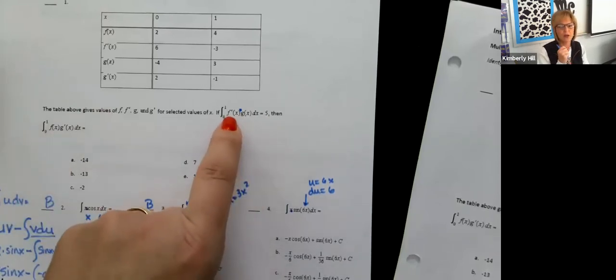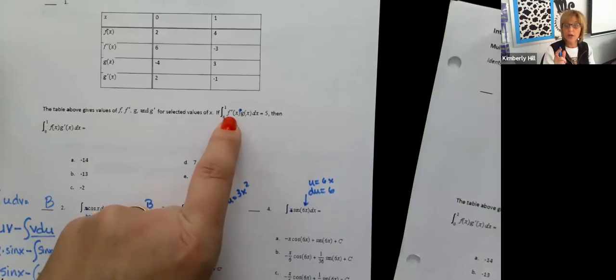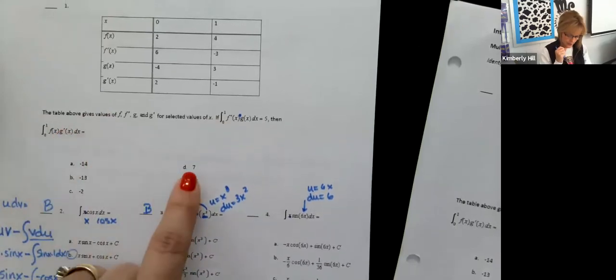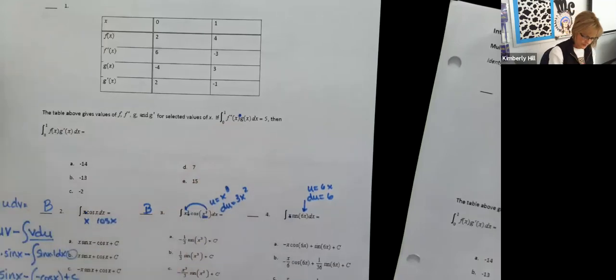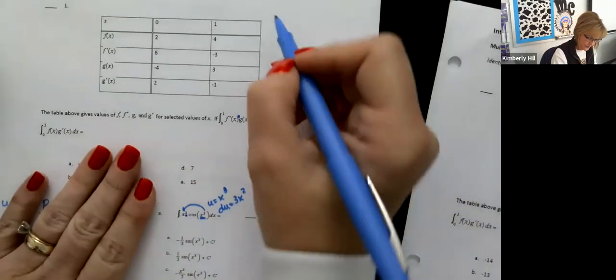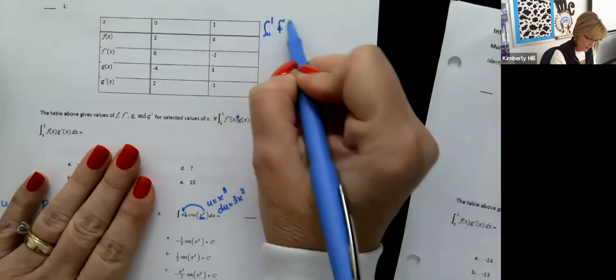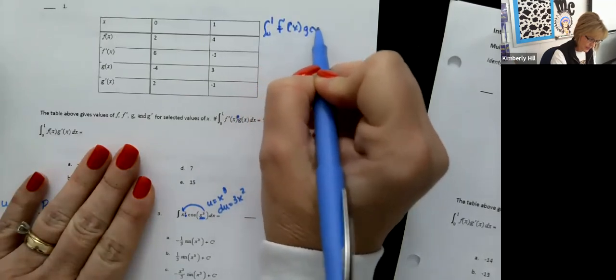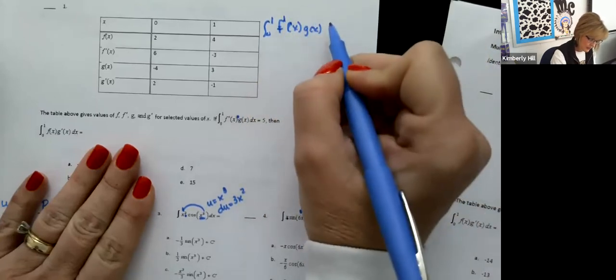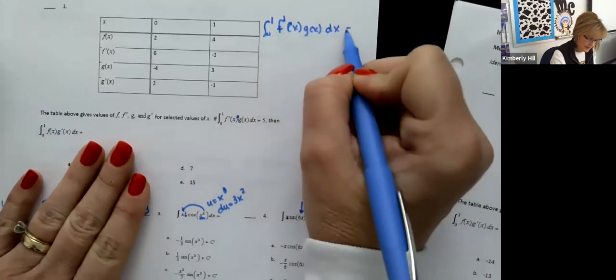So if we have this integral and we know that it equals 5, and then it wants us to find this. So this is what I know. I tell my students a lot of times, take what you know and figure out everything you can about it and see if that gets you to what you're trying to find. So I'm going to write mine up here. I know that the integral from 0 to 1 of f prime of x times g of x dx equals 5.